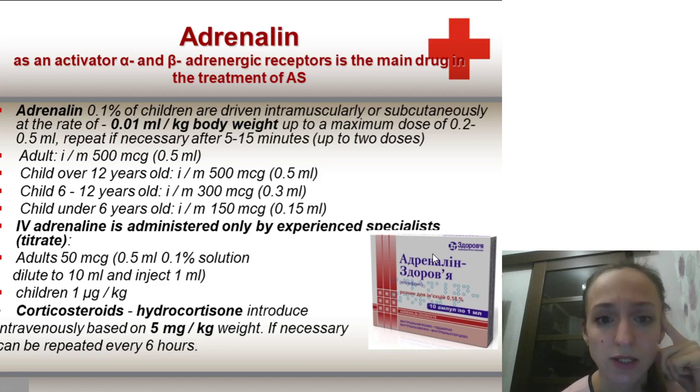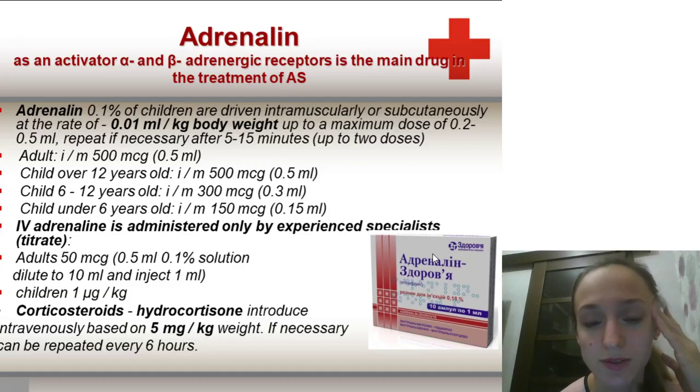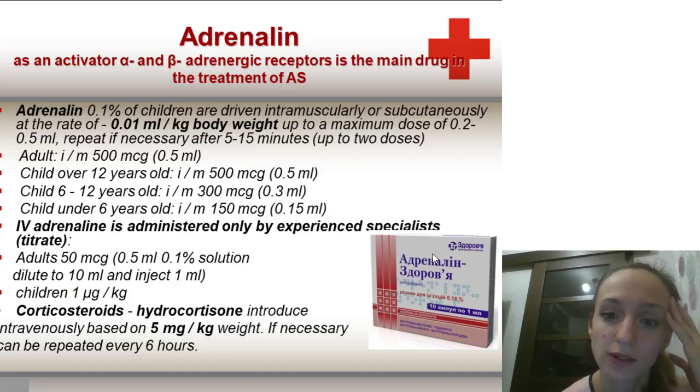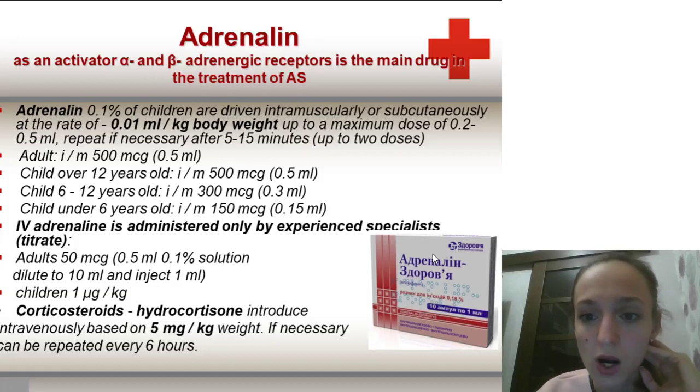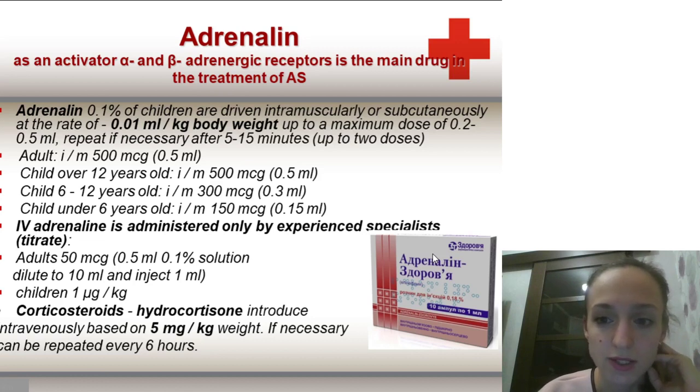As an activator of alpha and beta adrenergic receptors, it is the main drug in the treatment of anaphylactic shock. Adrenaline 0.5%, for children, intramuscularly or subcutaneously, with a maximum dose of 0.2 to 0.5 millimeters.